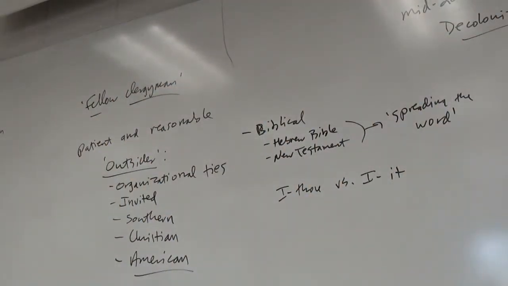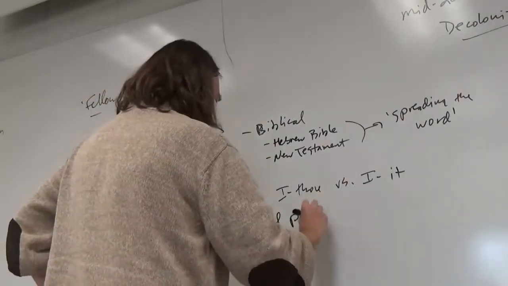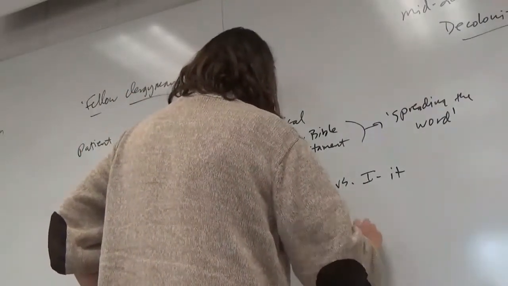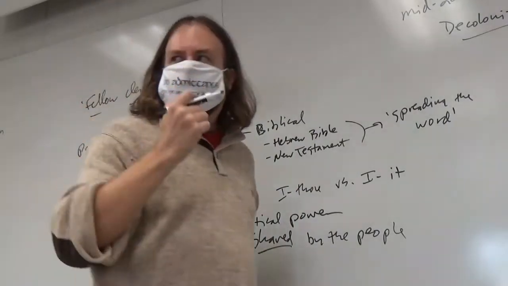Oh, one other thing I want to go back to for a second. We're talking about this network of mutuality, right? What does that suggest that King believes about where political power is located? Would he agree with these clergy that it's located in institutions and in authority? Shared. Yeah. King is assuming that political power is shared amongst the people, right? It's distributed rather than top down.